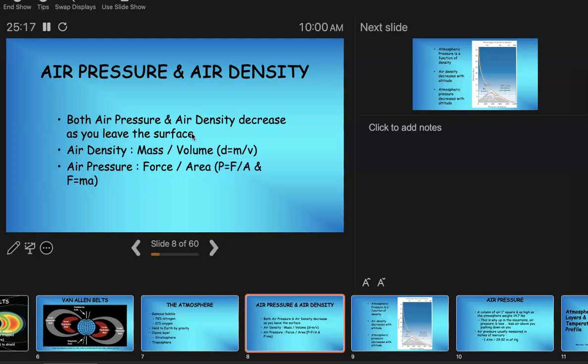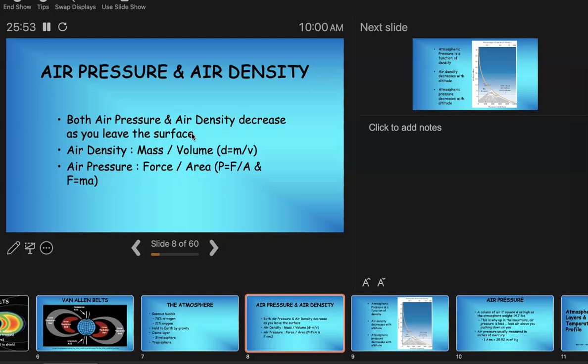I don't know anything about her density, but what does that have to do with what we're talking about? Remember how we told you the atmosphere thins out because of gravity? It's thicker close to the Earth because of gravity. It thins out because there's less gravitational attraction out there, and because the molecules are so light. Well, you should say less dense, but we're going to say light. You know what I mean. So we're going to tell you that both air pressure and air density decrease as you go up.